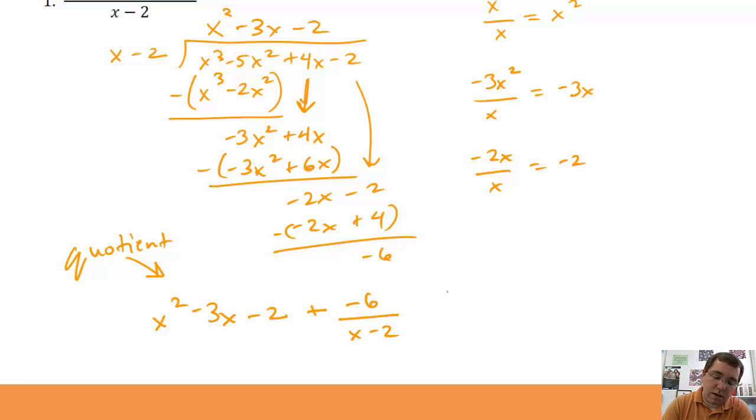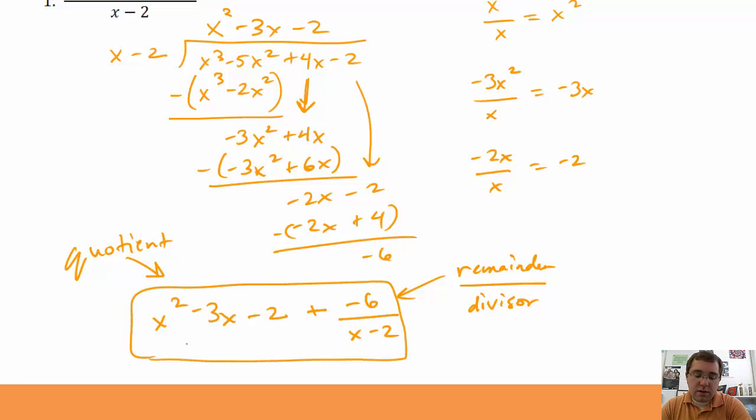So the quotient plus the remainder over the divisor, what you're dividing by. So that's your final answer. So it's a quotient of x squared minus 3x minus 2 with a remainder of negative 6.